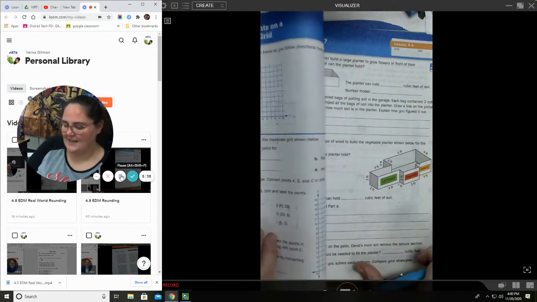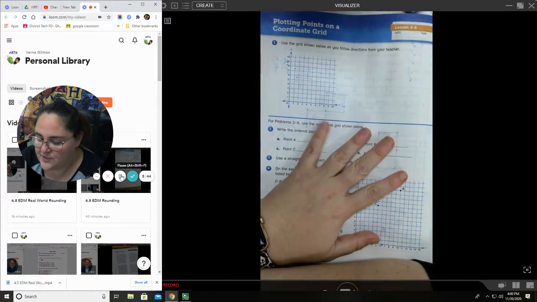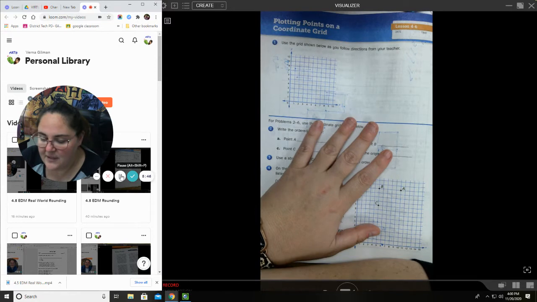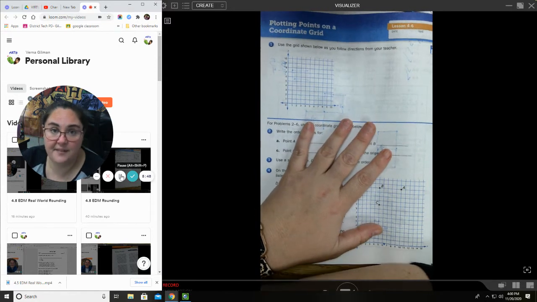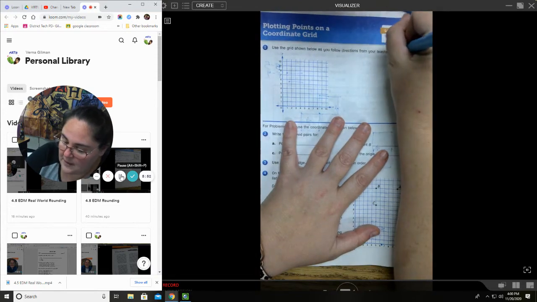Let's go on to the next part. So, page number 128, plotting coordinate grids. We're going to use the coordinate grids below, and I'm going to give you directions on how to plot different things. So remember, before you plot anything, you're going to go over and then up.